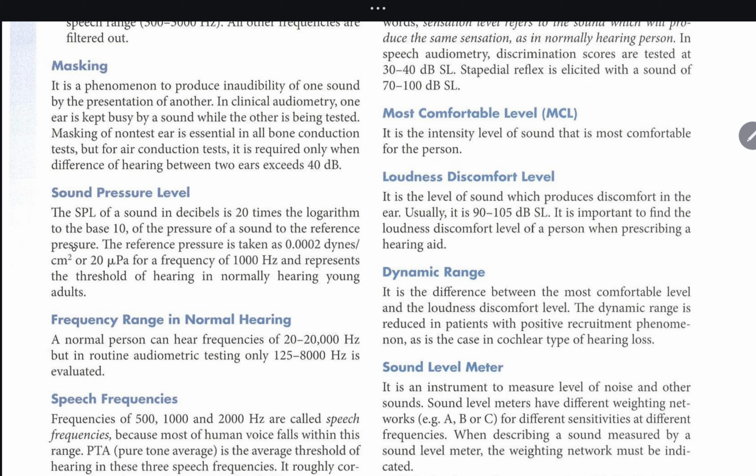Sound pressure level. The sound pressure level of a sound in decibels is 20 times the logarithm to the base 10 of the pressure of a sound to the reference pressure. The reference pressure is taken as 0.0002 dynes per centimeter square or 20 micropascals for a frequency of 1000 Hz and represents the threshold of hearing in normally hearing young adults.